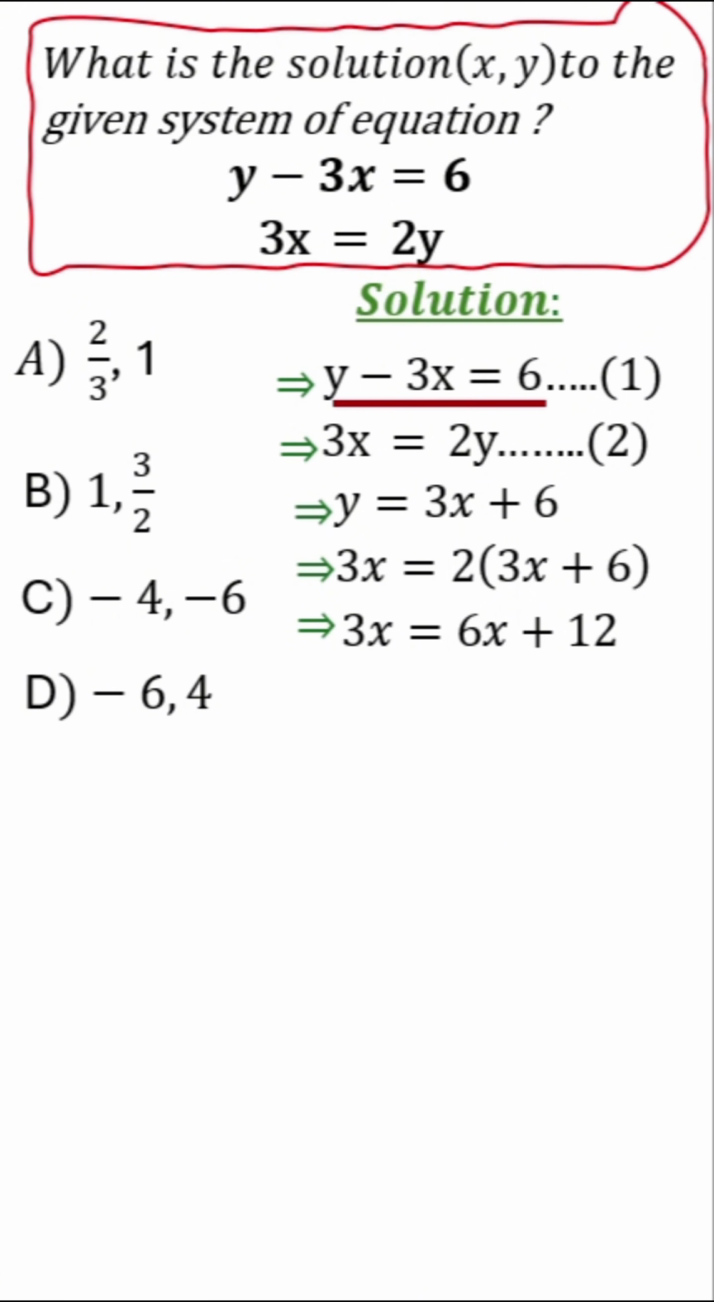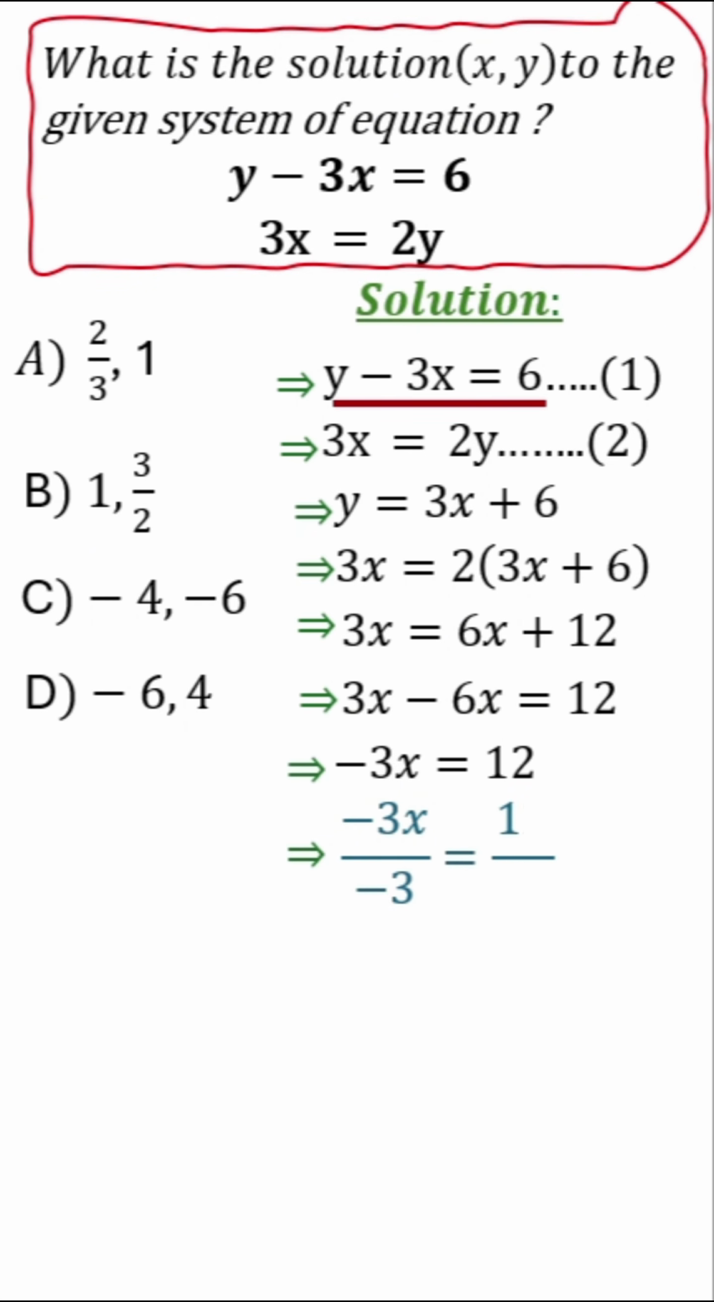Since 3x and 6x are like terms, we bring them together. So we are going to have 3x minus 6x equals 12. So we go ahead and subtract them, and we are going to have negative 3x equals 12. So we divide both sides of the equation by negative 3 to make x the subject of the equation. And by doing so, our x is going to be negative 4.